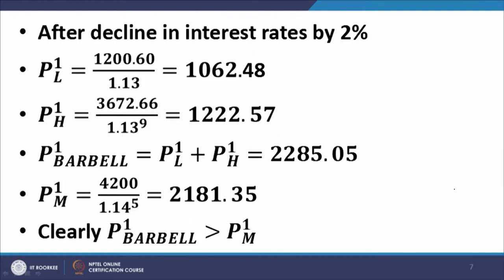After the decline of interest rates by 2%, what happens to the price of the short maturity bond or the low maturity bond L?